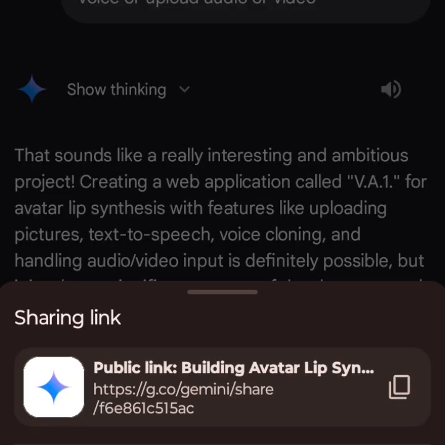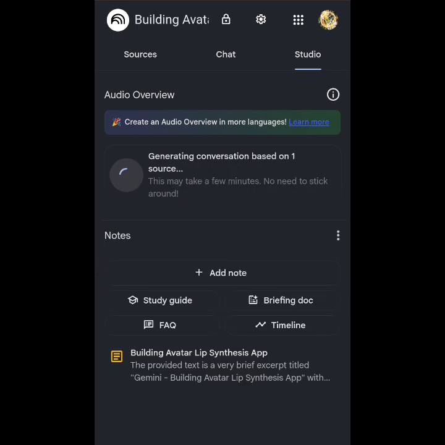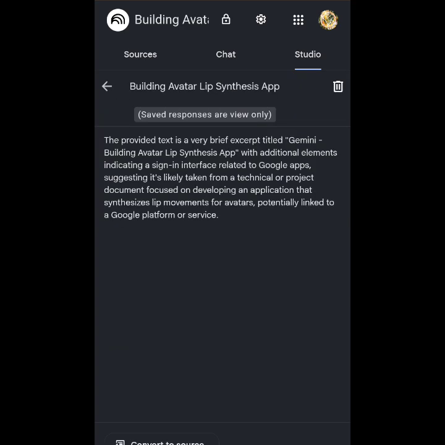An avatar lip synthesis app is trying to replicate those nuances digitally. So this Gemini resource gives us a window into how developers are actually tackling this, making these digital faces more believable, trying to get past that slightly creepy, uncanny valley feeling. Precisely. That feeling when something looks almost human but just isn't quite right. Believable lip sync is a huge part of overcoming that.